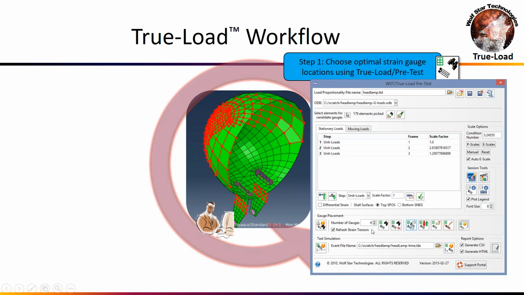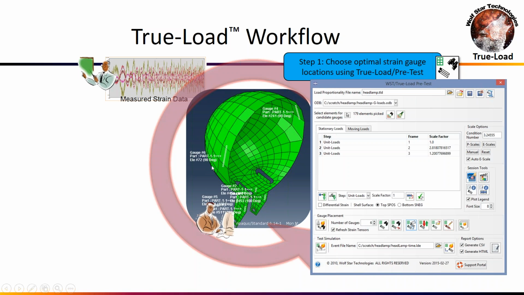Then he tells the TrueLoad software that he wants 6 strain gauges and pushes the find strain gauges button, and it draws up the strain gauges on the screen and shows the position and orientation of each of the uniaxial strain gauges on the component. Once he's happy with those strain gauge placements, he saves the TLD file, which is going to store the correlation matrix to disk. He then places the strain gauges on the physical parts and measures the strain in a physical test.